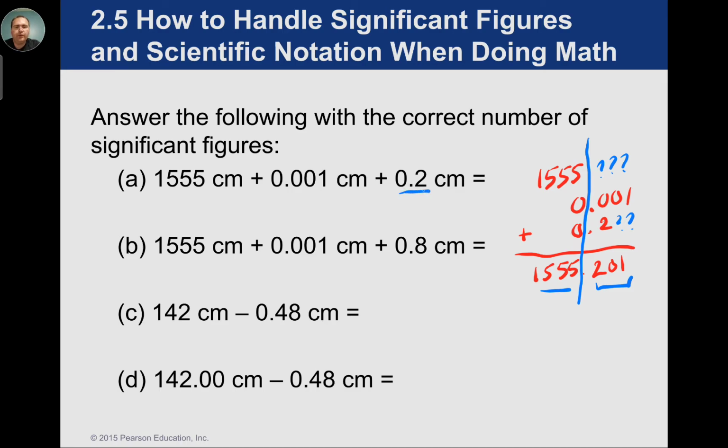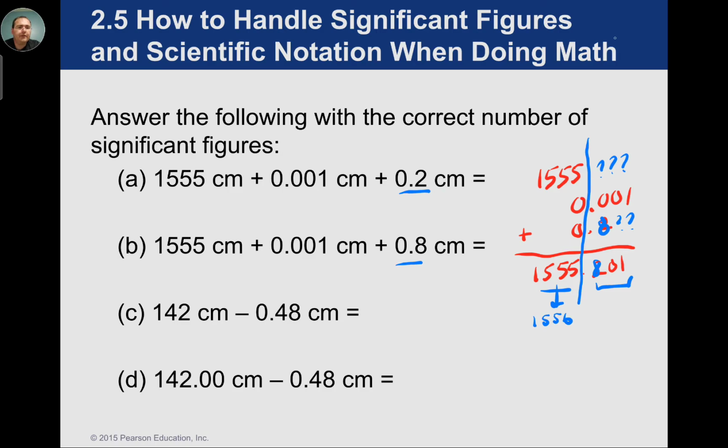But if that 0.2 suddenly became a 0.8, now we would round to 1556. So sometimes those numbers can round up just by coincidence, and that would be the case for letter B.